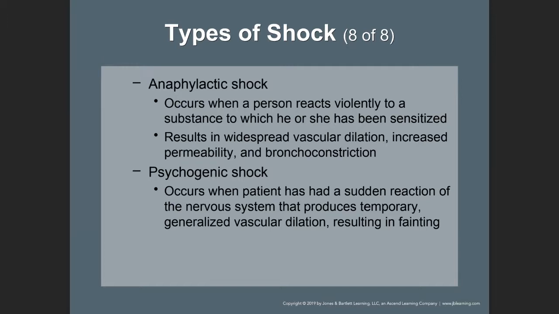Psychogenic shock occurs when patients have a sudden reaction of the nervous system that produces temporary generalized vascular dilation, resulting in fainting or syncope.